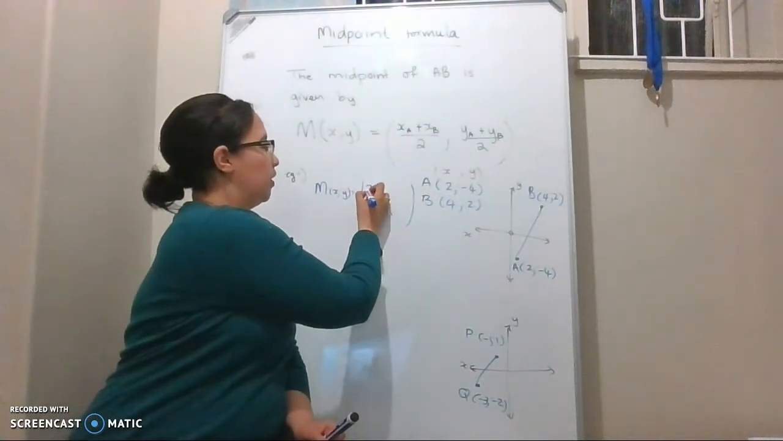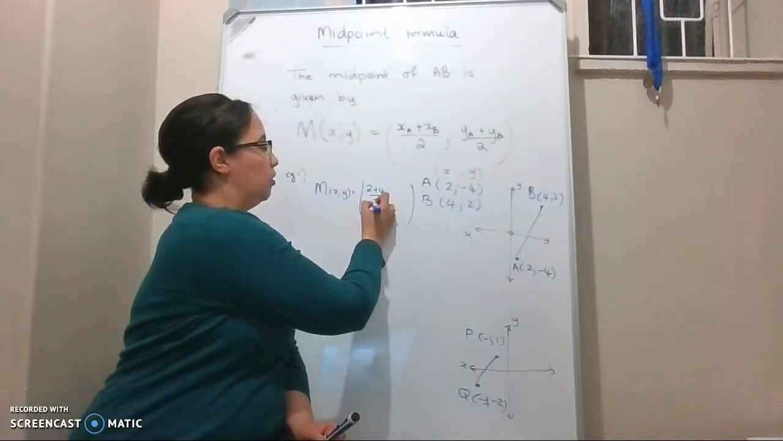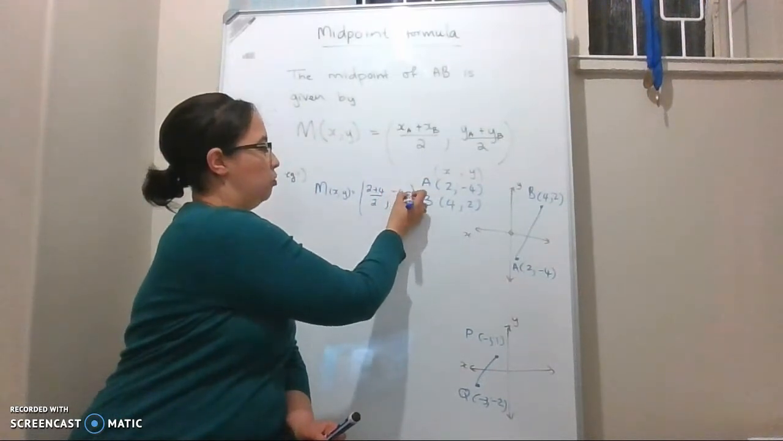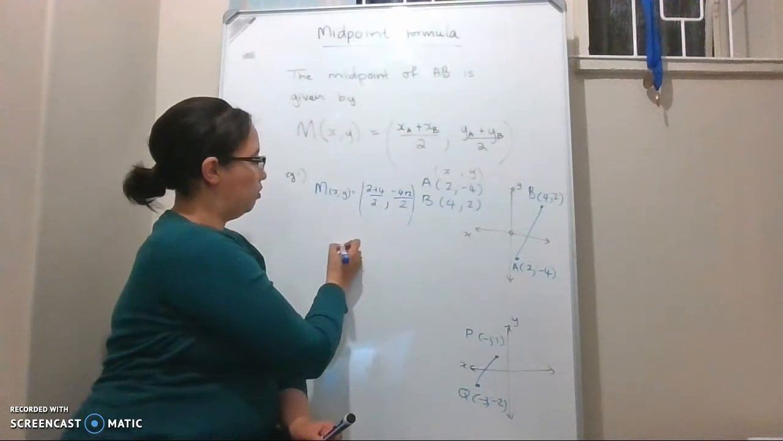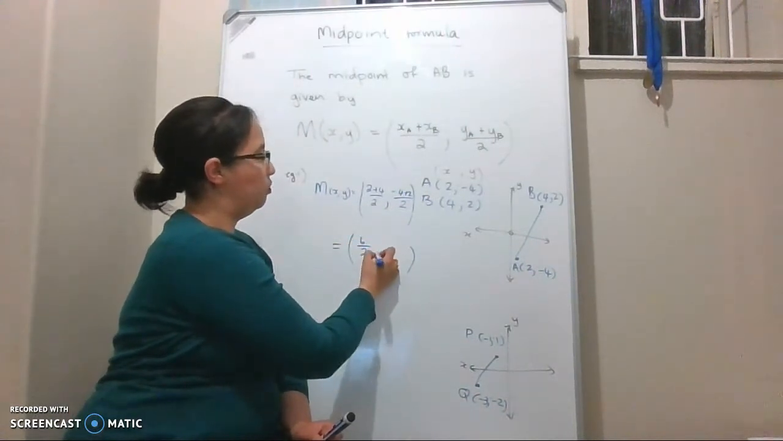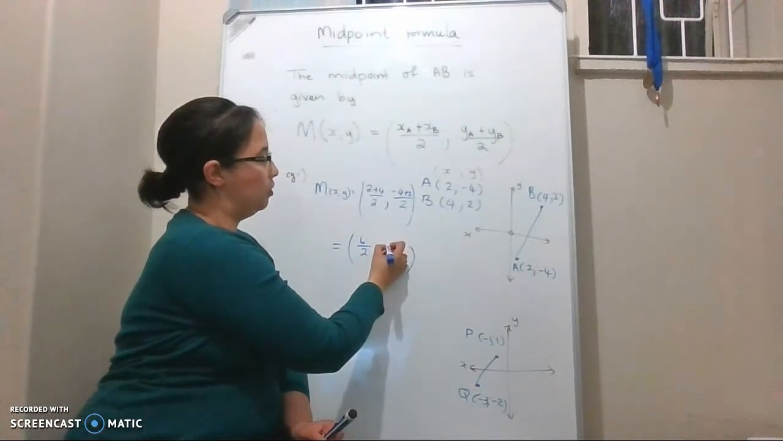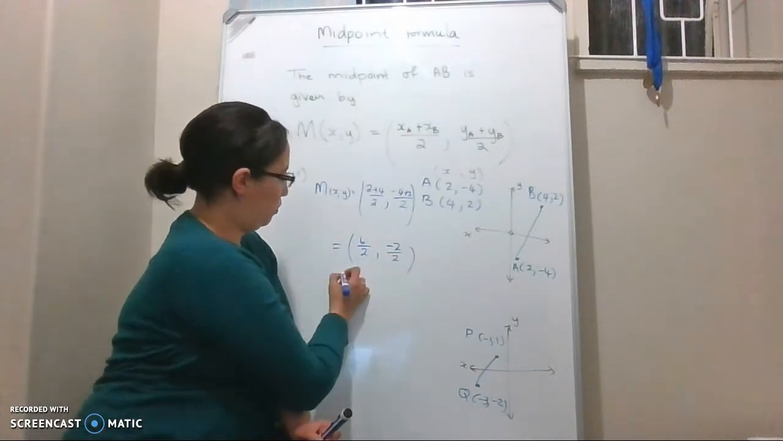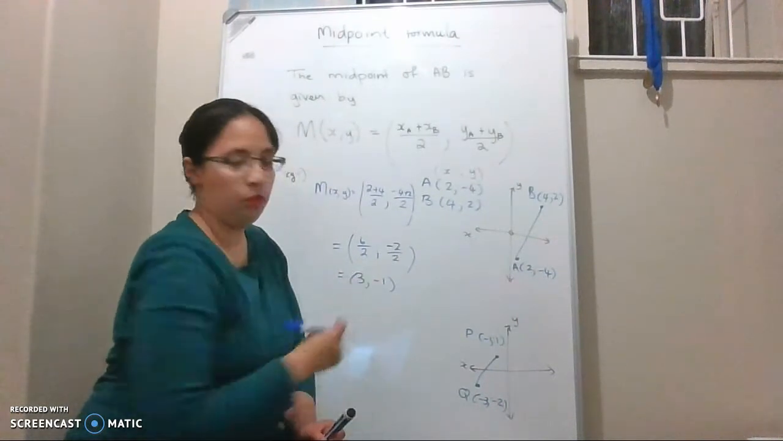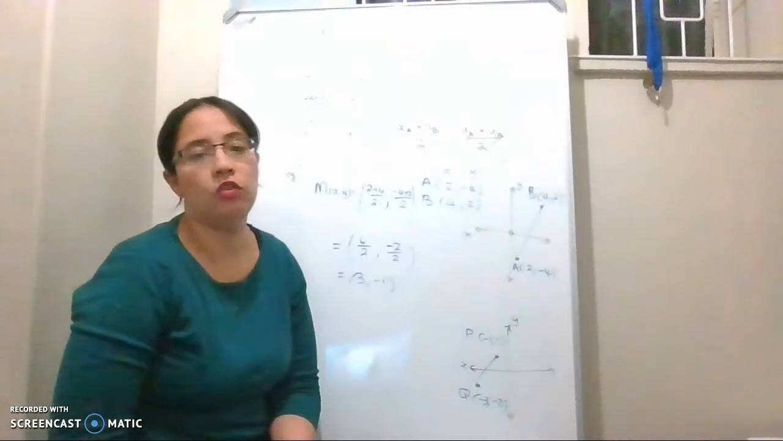So it's the 2 x values, 2 plus 4 divided by 2, and the 2 y values, which is negative 4 plus 2 divided by 2. So this gives me an answer of 6 divided by 2, and negative 4 plus 2 is negative 2 divided by 2. That gives me 3 and negative 1, which is what was given to you in your book.